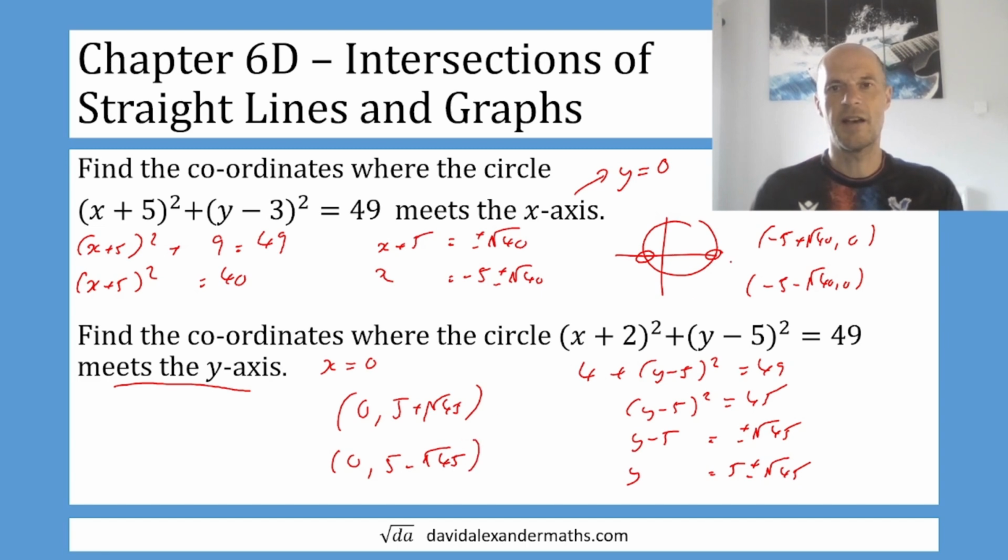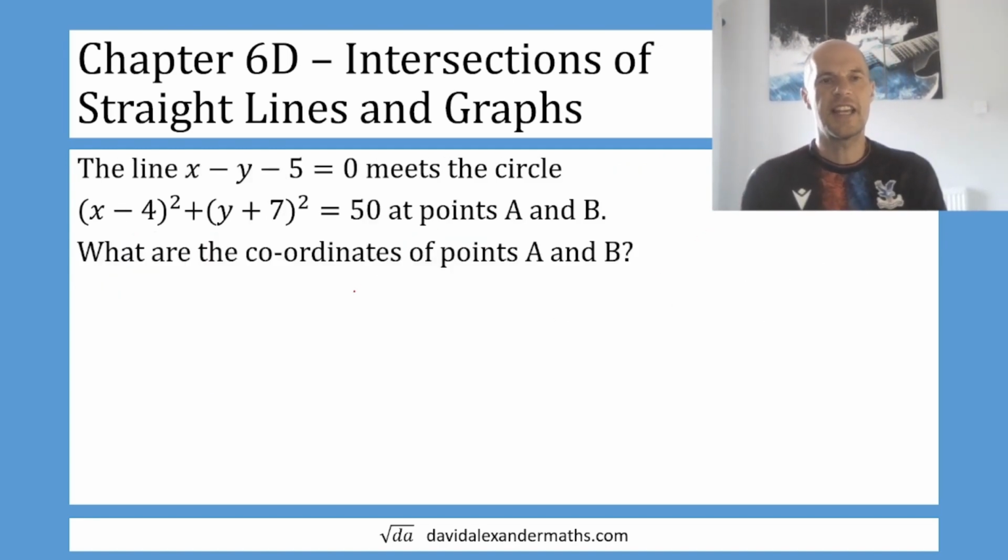There we go. And again, a bit like in my sketch here, you can see there are two possible solutions. If you only get one solution, that shows that either the x-axis or the y-axis would be a tangent to the circle. Okay, so here's a slightly harder example.